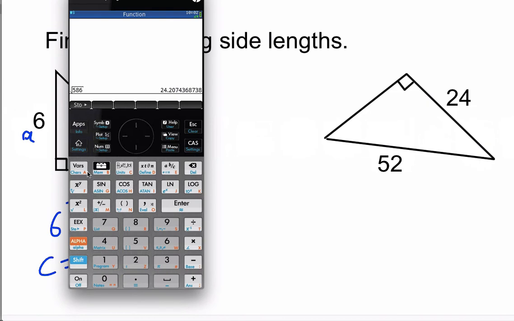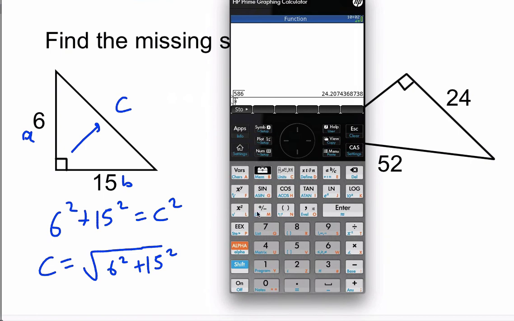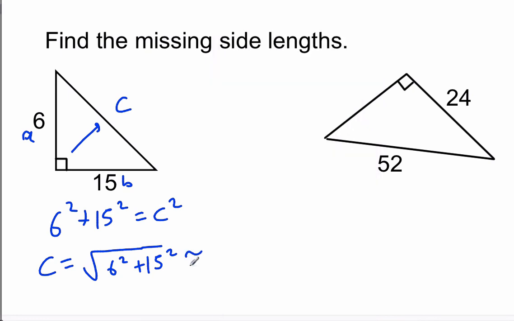So we get the square root of 6 squared plus 15 squared, and we get 16 point, this rounds up to 2. This is approximately 16.2. In this example here, the hypotenuse is 52.